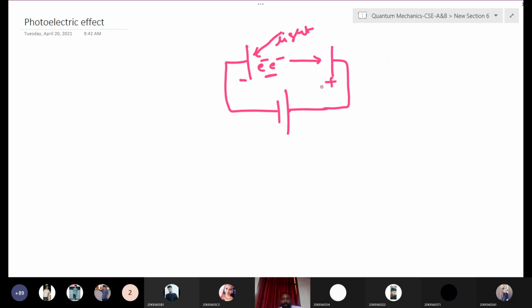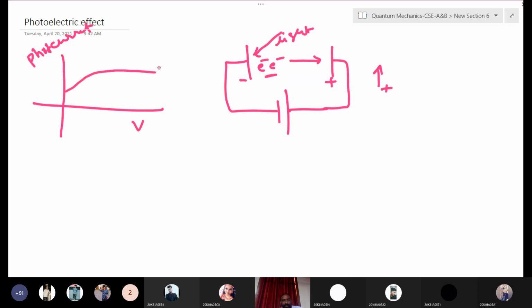If you increase this positive potential, most of the electrons are attracted towards this terminal, and the flow of electrons also increases. That means the photocurrent also increases. That's why we plotted a graph yesterday. This is the photocurrent, and this is the voltage. If you increase the voltage, the current will increase and then it is saturated. This is the saturation current.